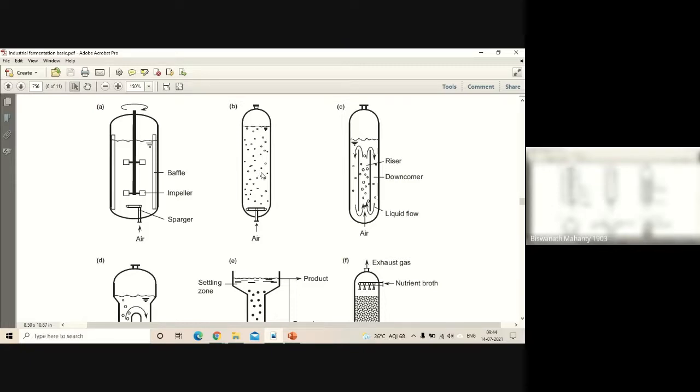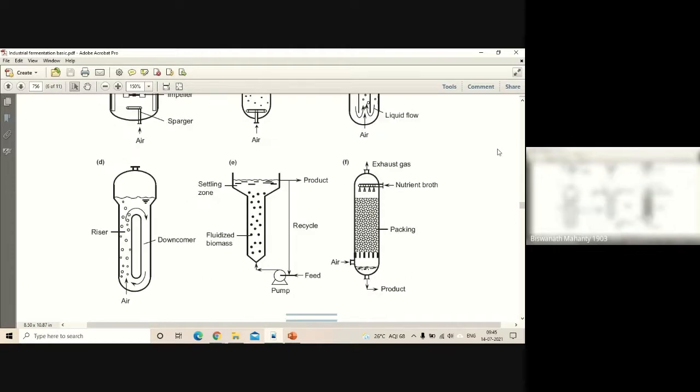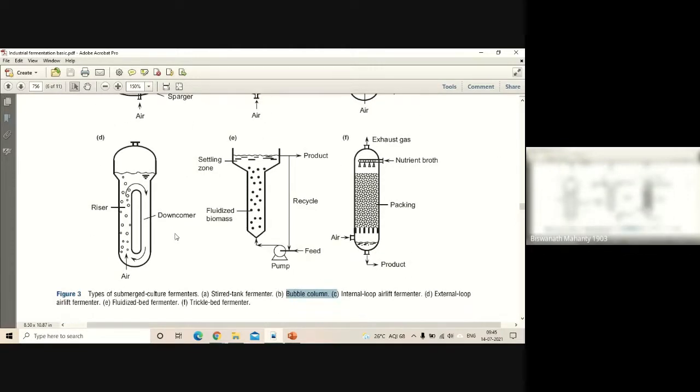But here the mixing is not really complete. We can have another design. For example, here we are talking about a bubble column, but a bubble column can also have variations using this device. You see this riser upcoming and going: the bubbles will rise and the liquid will come down, then rise and come down again.